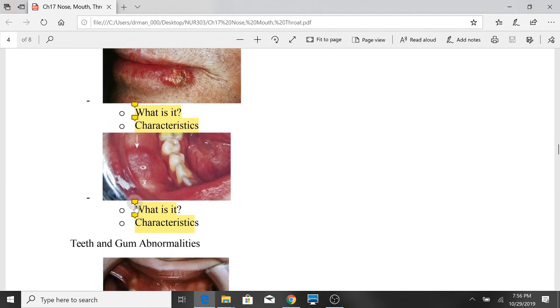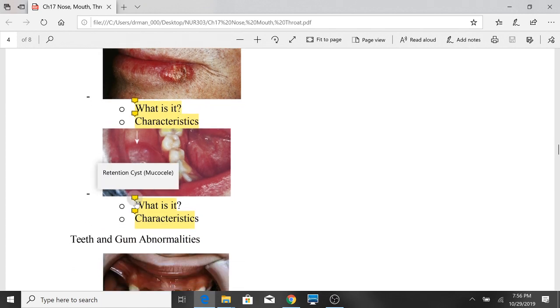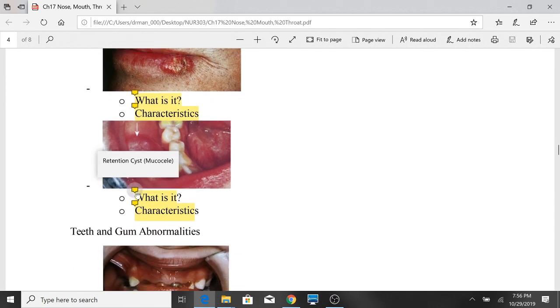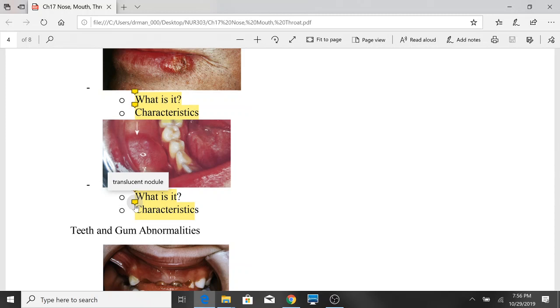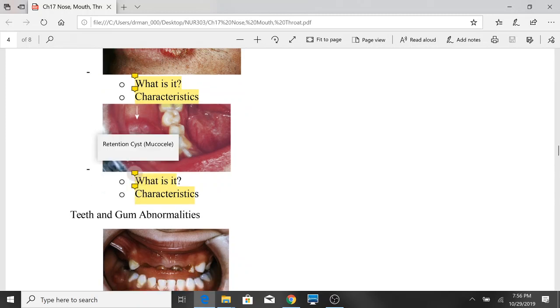What is this? I forgot. It's a retention cyst, a mucocele. It's just a translucent nodule, really. This is a retention cyst.